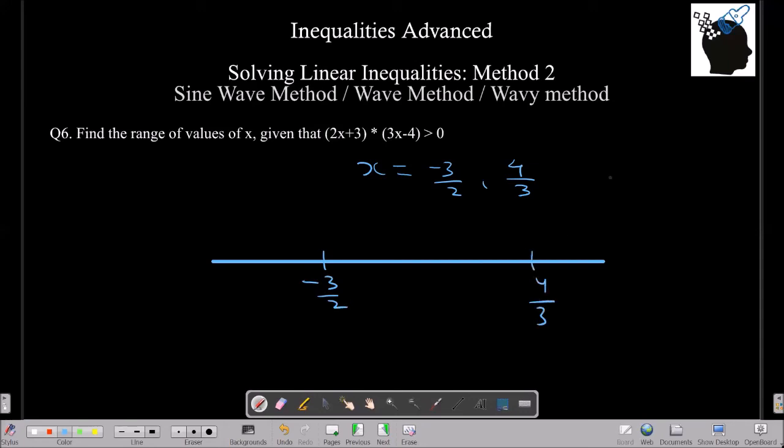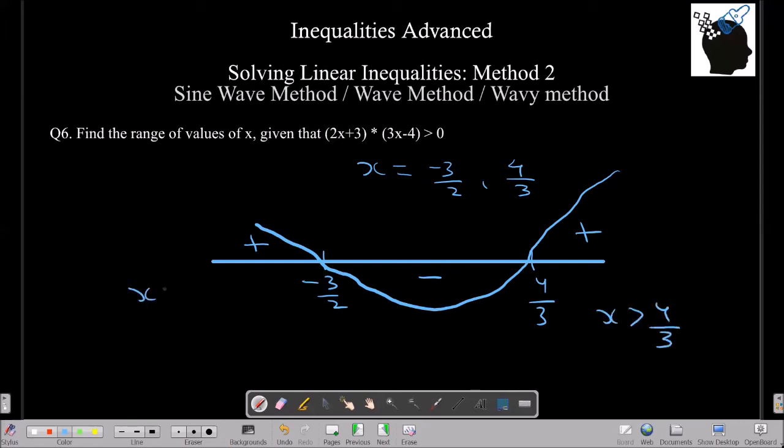We are going to draw the sine curve going down in the first solution, coming up in the second solution. We are going to write positive here and we are going to write negative here. Since the question is greater than 0, our solution is x is greater than 4 by 3 and x is less than minus 3 by 2.